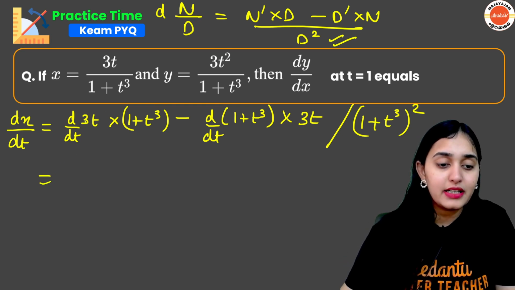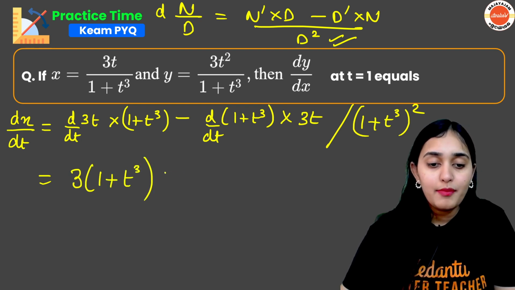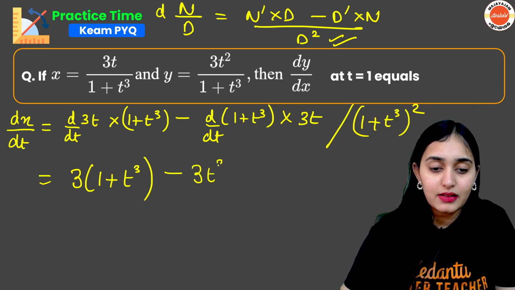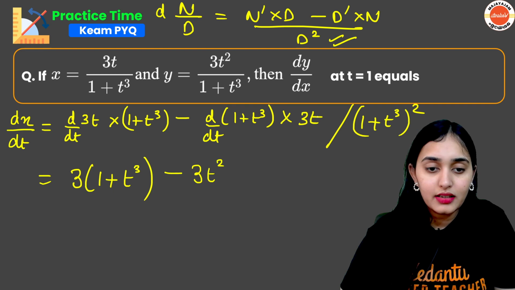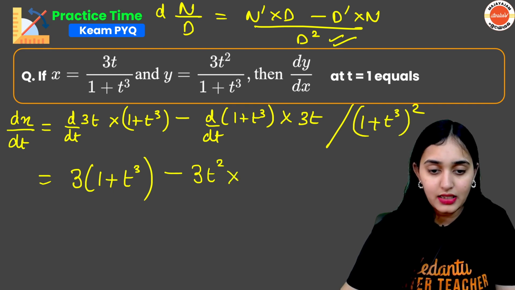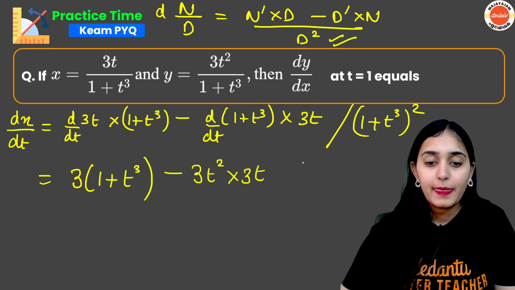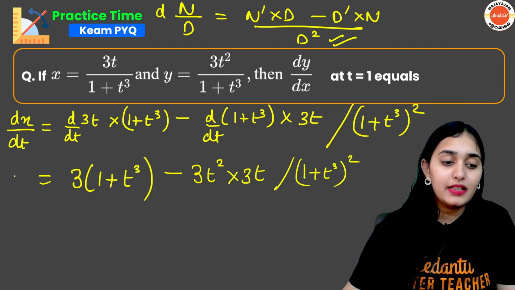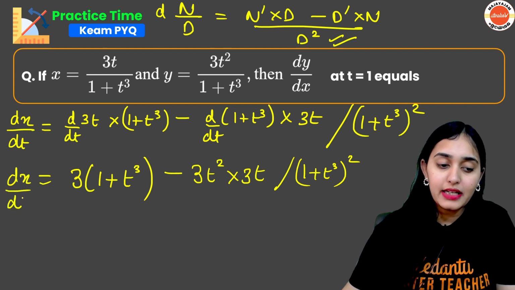Now differentiate it. d/dt of 3t is 3 into (1 plus t cube) minus differentiation of this, which is 3t square, this is 3t, into 3t, and the whole divided by (1 plus t cube) whole square. Now this is dx upon dt.